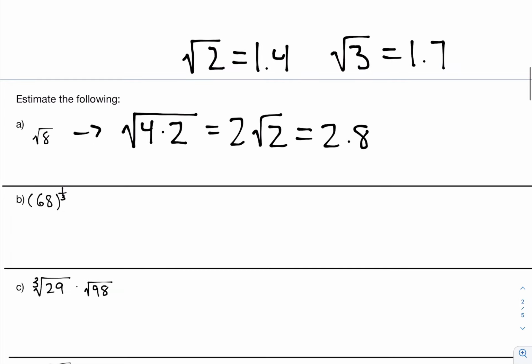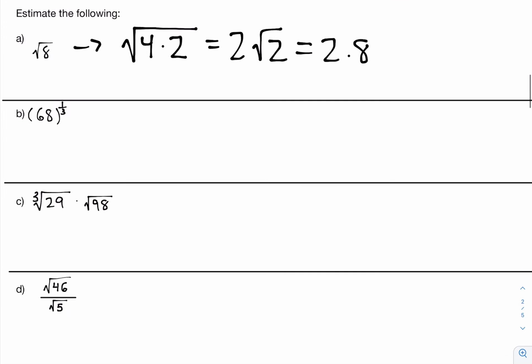Okay, so we can think about it more analytically, or we can just say, well, I know the square root of 9 is 3. 8 is a little less than 9, so that means the square root of 8 must be a little less than 3, about 2.8, and that is approximately the answer. So that's how we'd estimate the first one.